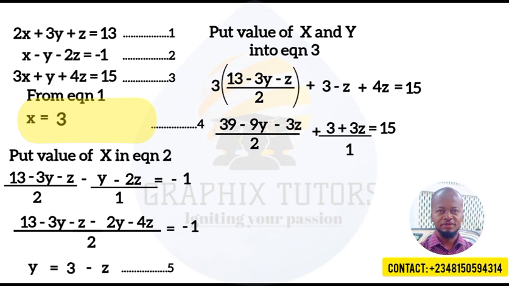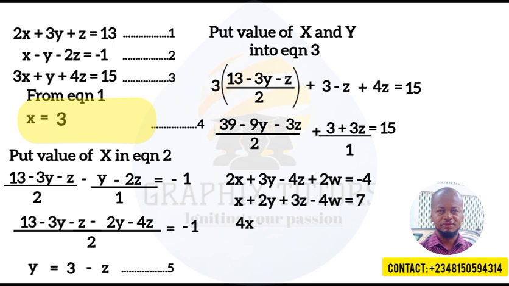I would like to give you a tip, an introduction. Sometimes you might have 4 equations, like the one you see on the screen. 2x plus 3y minus 4z plus 2w is equals to minus 4. x plus 2y plus 3z minus 4w is equals to 7. 4x minus y plus 2z minus 2w is equals to 7. 3x plus 5y minus z plus 6w is equals to what? 5. So we have 4 equations.